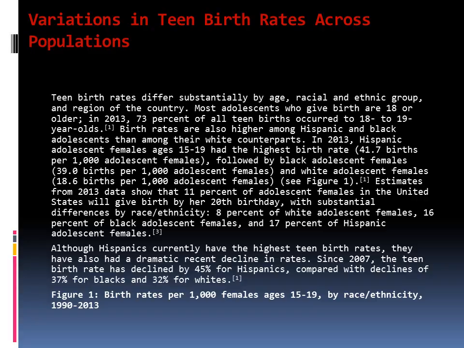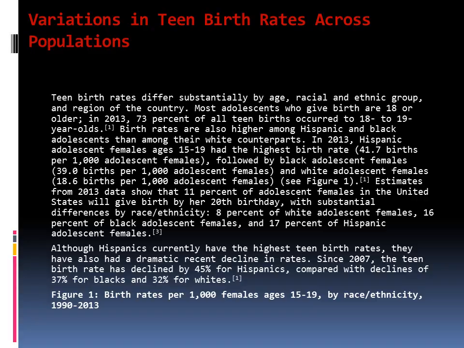Although Hispanics currently have the highest teen birth rates, they have also had a dramatic recent decline in rates. Since 2007, the teen birth rate has declined by 45% for Hispanics, compared to declines of 37% for Blacks and 32% for whites.